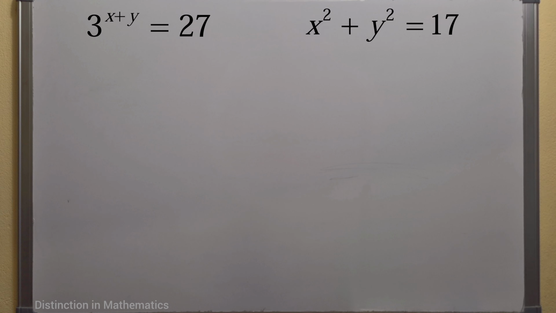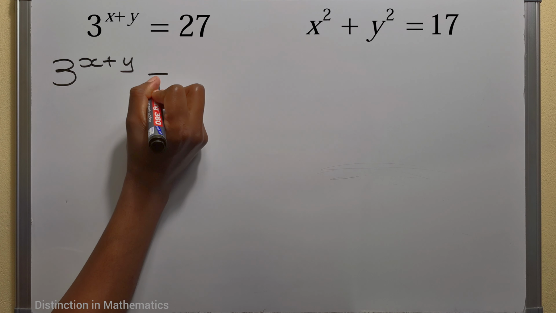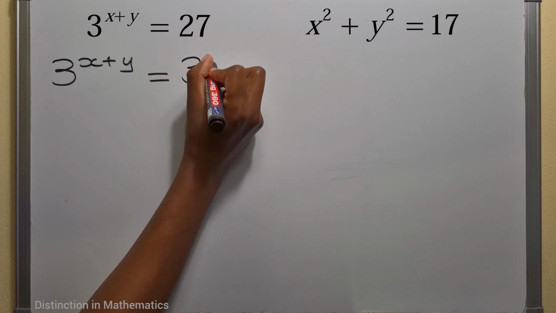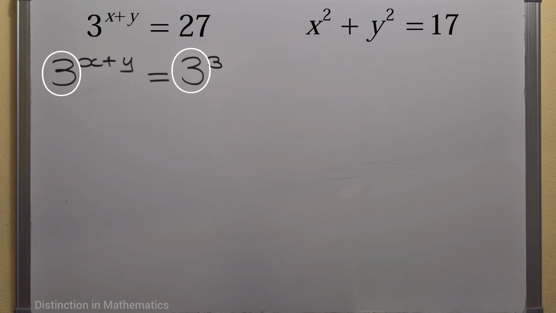We know that 27 is 3 cubed. Changing 27 to 3 cubed equates the bases. When the bases are equal, the exponents are also equal. What I mean by that is, if we have 3 as an exponent on this side, these two exponents should also add up to 3.